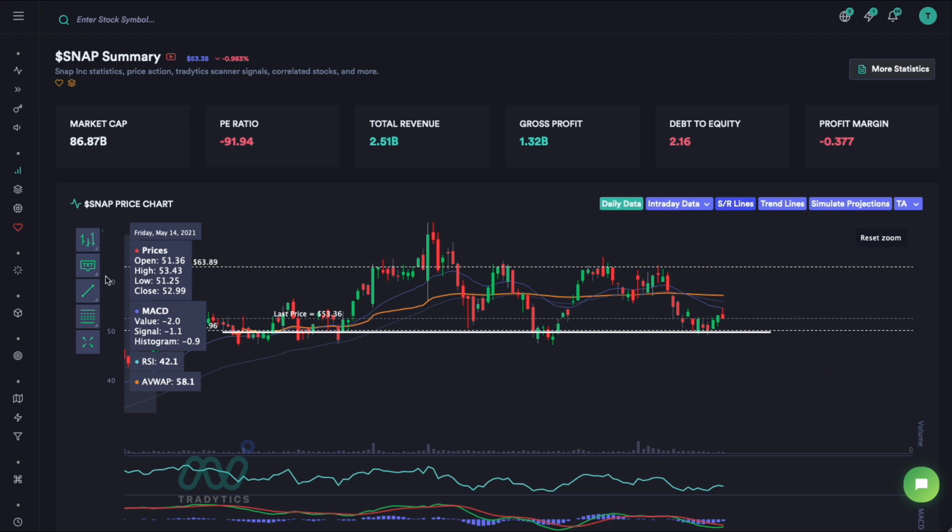Let's see. Another strong signal here is that I was looking at this a couple of days ago, and I found out that Snap has been really respecting this. So this trend line, I drew it out of nowhere. I was just looking at the chart, and this trend line seemed to make sense. So Snap has been really respecting this trend line.